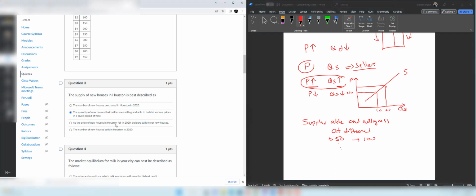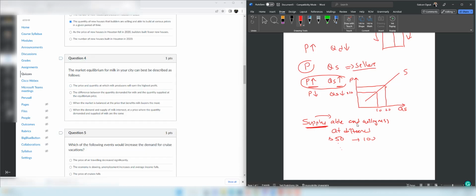As the price of new houses in Houston fell in 2020, builders built fewer new houses. That is the law of supply. When the price goes down, quantity supplied goes down too. They both go down. The number of new houses built in Houston in 2020 is not the supply. You have to be careful. When you read the definition correctly, supply doesn't tell how many houses will be built. It says that it is the suppliers' ability and willingness to build new houses at various different prices in a given period of time.